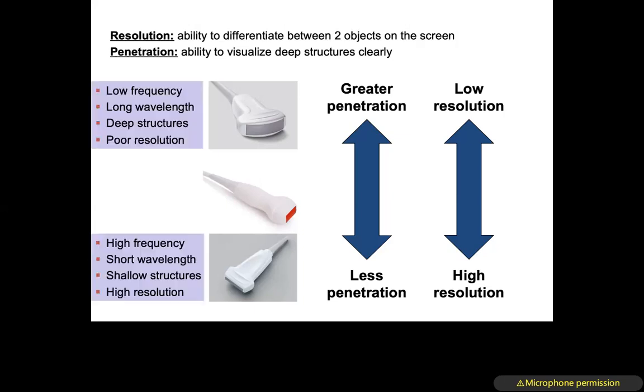And again, if we take this back to the physics of it, the abdominal probe has ultrasound waves that have a lower frequency and a longer wavelength that look at deep structures, but a poorer resolution, whereas that vascular probe is going to have a higher frequency, a short wavelength to look at shallow structures, and a higher resolution.